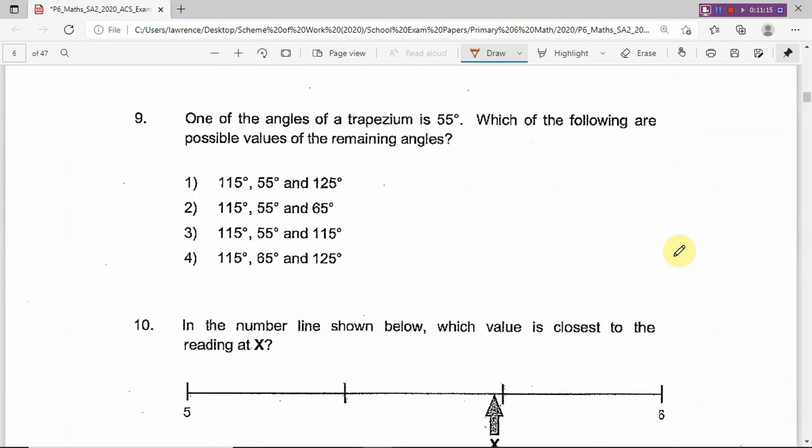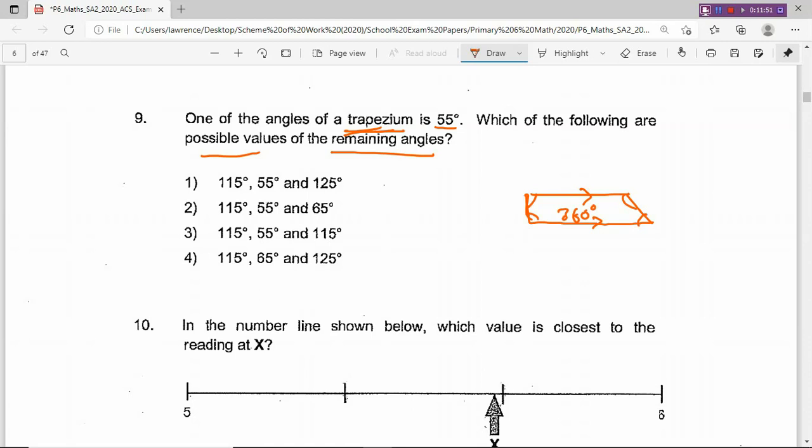Now, one of the angles of a trapezium is 35 degrees. This is one of the questions that most students are unable to solve because they just don't know how to do it. So what are the possible values of the remaining angles? To solve this problem, you must first know what a trapezium is. A trapezium is a four-sided figure that has two lines that are parallel. And not only that, the sum of the angles in a trapezium is 360 degrees. This is what students forget. They forgot about this property.